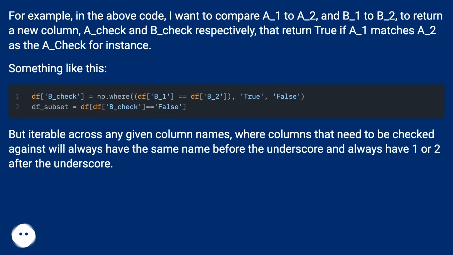But iterable across any given column names, where columns that need to be checked against will always have the same name before the underscore and always have 1 or 2 after the underscore.